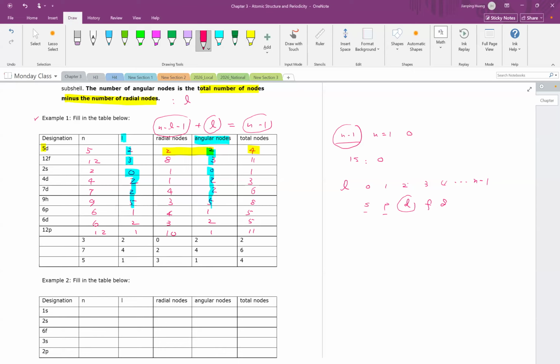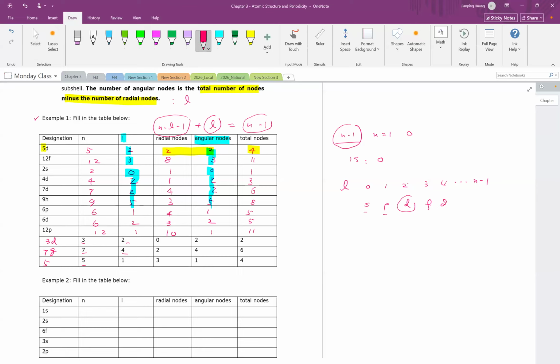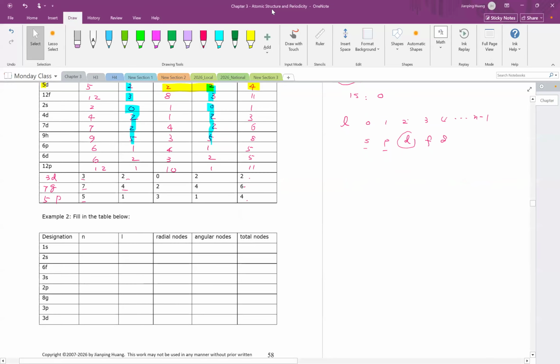Now you have n equals 3, L equals 2. That should be 3D. N equals 7, L equals 4. That should be 7G. N equals 5, L equals 1 should be 5P. Then you add, that should be 2, 6, 4. Question. Okay, now we move on. You got it? Okay.